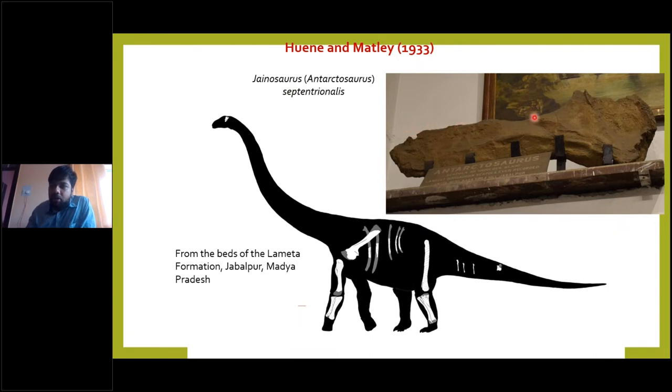You can see the cast of the shoulder blade. This is called the shoulder blade. The cast of the shoulder blade of Jainosaurus septentrionalis, you can see this in the Indian Museum of Kolkata. And there you can still see the board that described this scapula as Antarctosaurus, which is now an invalid genus name for the Indian species. And this bone was recovered from the Lameta beds of Bara Simla Hill, Jabalpur district of Madhya Pradesh.